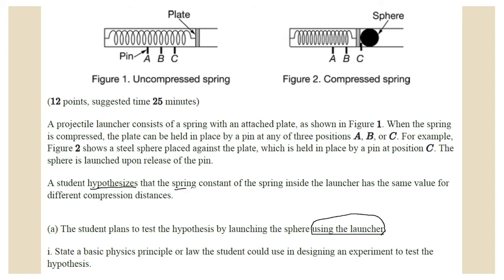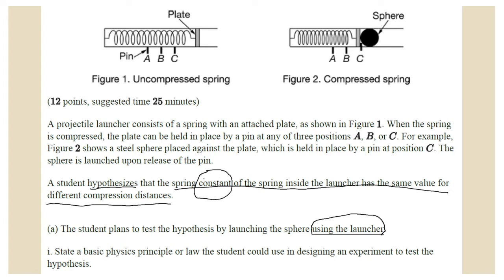So what this kid is saying is the spring constant of the spring inside the launcher is the same, regardless of different compression distances. Now, if you really take a moment to evaluate what the kid is saying, essentially this kid is hypothesizing that the spring constant is constant. Hello? That's correct. The spring constant is constant. So no matter how far you compress the spring, the spring constant is going to be the same number. The compression distance is going to be different. That means the force and the energy stored in the spring is going to be different at different compression distances, but the spring constant will not.